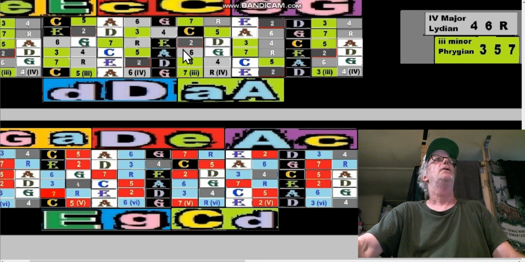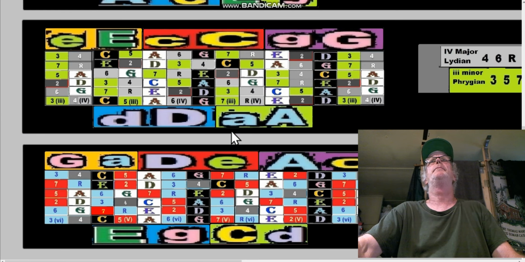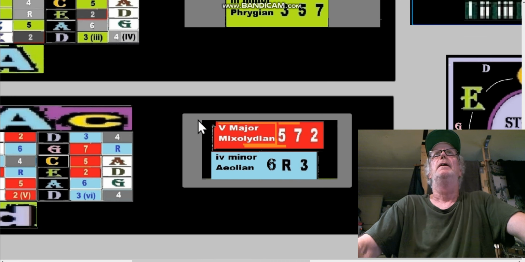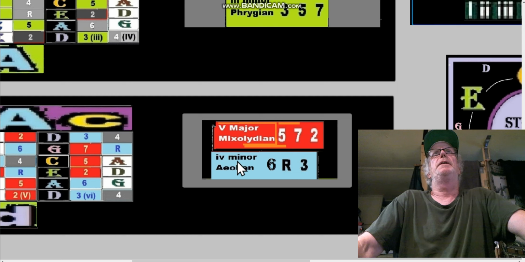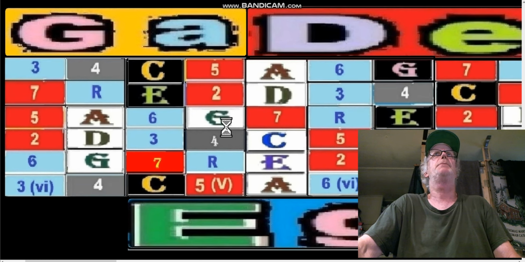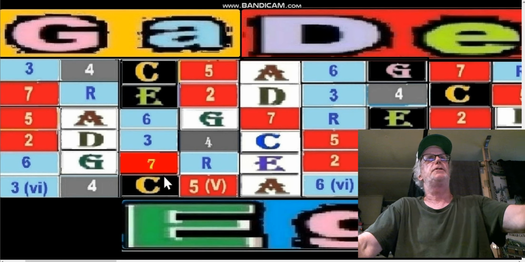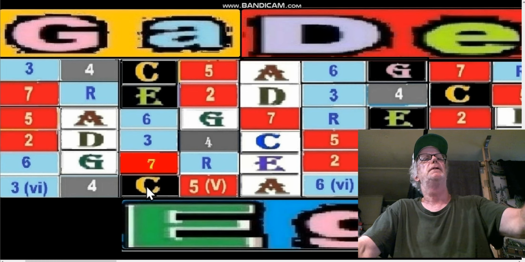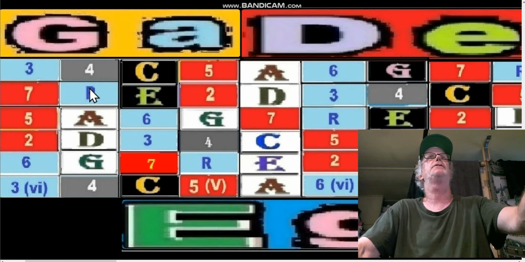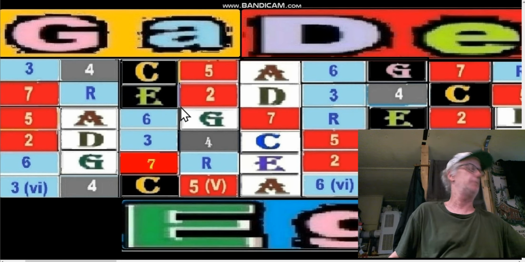Okay, so the last box, or the last thing we have to look at, is the Mixolydian 5 7 2 and the minor Aeolian 6 root 3. Remember, we could start in the C box. We've got our C box and we worked our way up. C shaped root, D minor shaped D minor, E minor shaped E minor, E shaped F. Now we've got a G shaped G. That's the Mixolydian, and an A minor shaped A minor. Simple as pie in the C box.